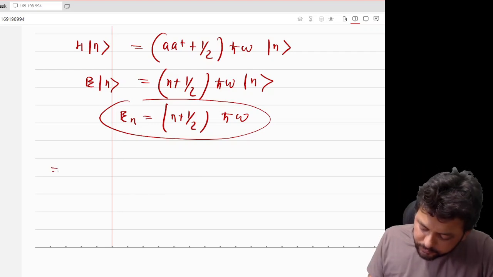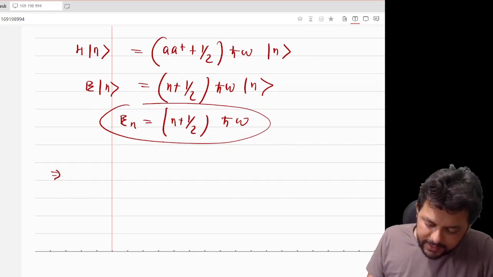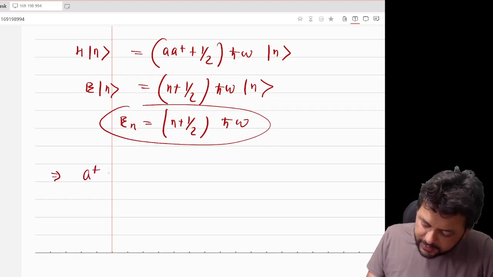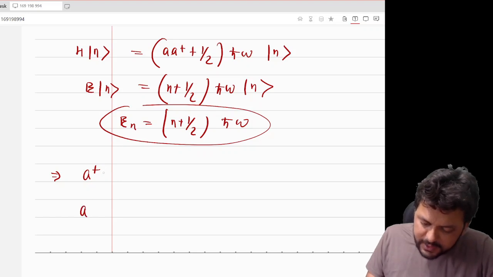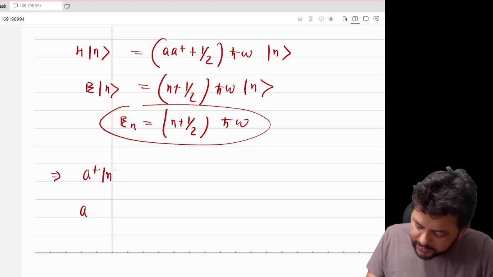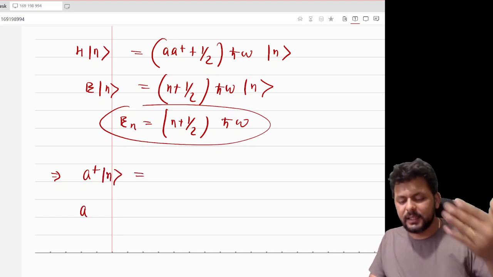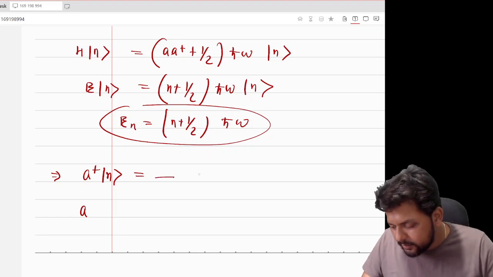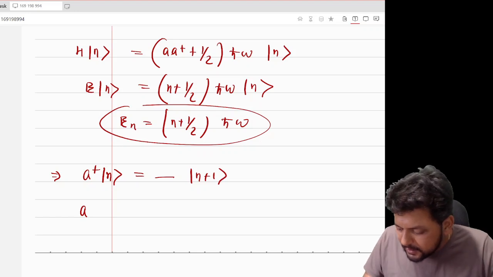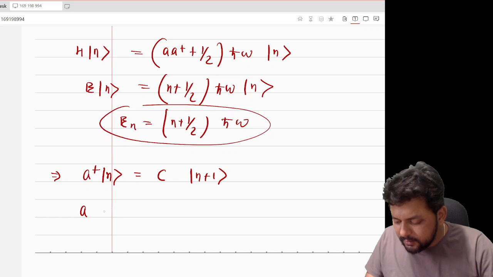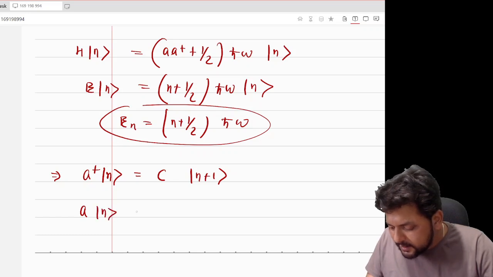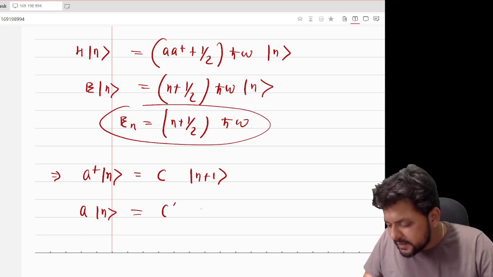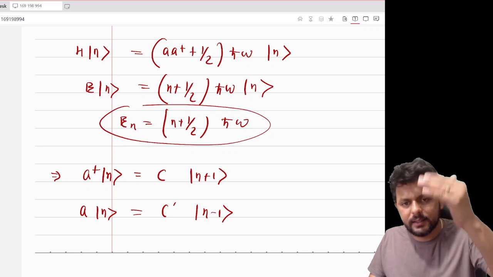Now let's talk about A and A dagger. When you apply A dagger on any state, A dagger is your rising operator. So when you apply it, you get n plus 1 with some constant. Let's say I'm taking it as C. And when you apply A on the nth state, this is a lowering operator, so you get C dash, it lowers the state.